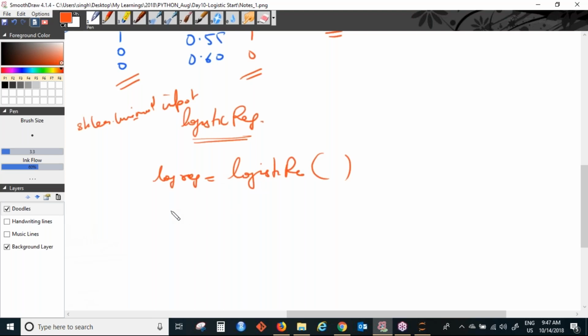Then in this empty wrapper, logreg dot fit, you will pass the training data. Training data is x underscore train and y underscore train. So your model fit is done. Once your model fit is done, let's say I'll put it as lm.